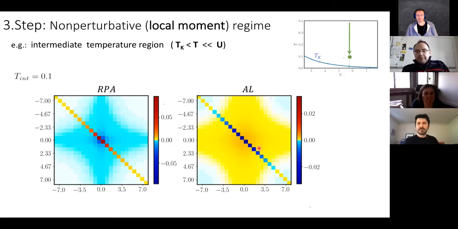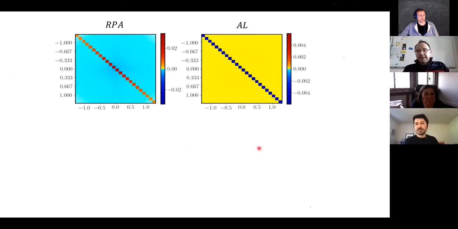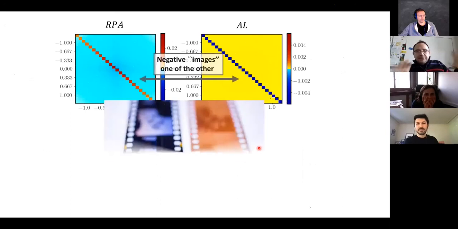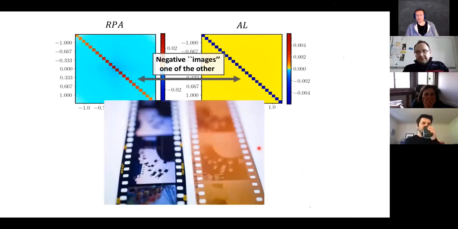And I want to elaborate a bit more on this because this is the essential difference, because we get that up to a scale of order of U in the atomic limit case, the structure is really very, very different with respect to the perturbative one. And if you go even to lower temperature, you can really appreciate how different they are. So they look like a sort of negative image one of the other. So with the RPA perturbative calculation being dominated by positive diagonal, while the Hubbard atom being dominated by a negative diagonal term.